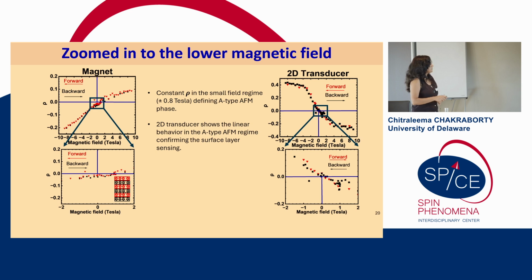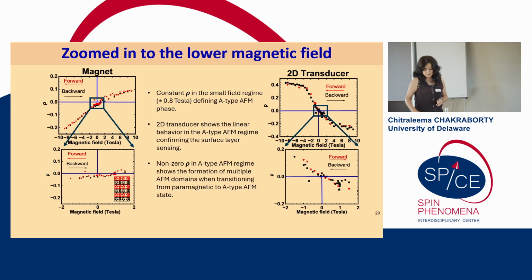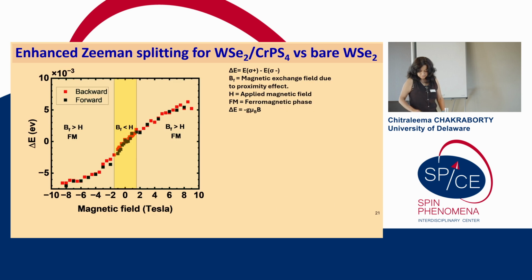And this basically further confirms that the 2D transducer shows this linear behavior because of the surface layer sensing of this magnetization. And the non-zero rho in this A-type AFM region shows the formation of these multiple domains when you are transitioning the material from this paramagnetic phase to the A-type antiferromagnetic state.